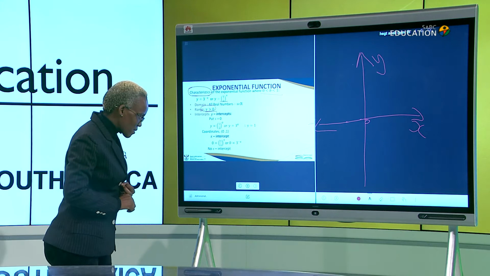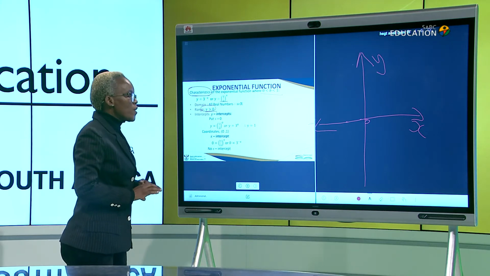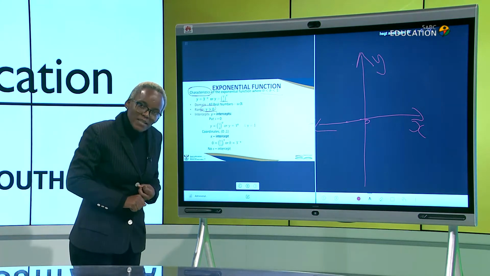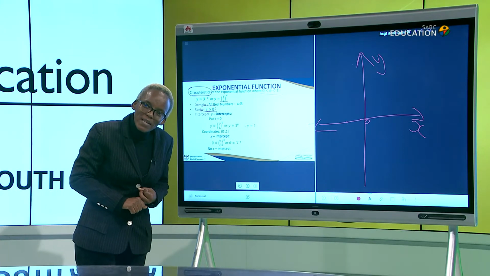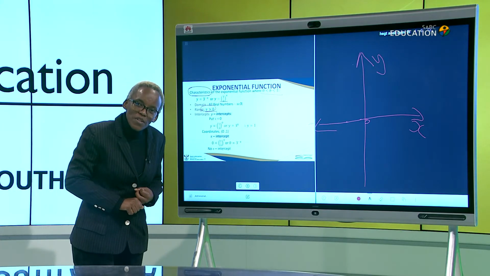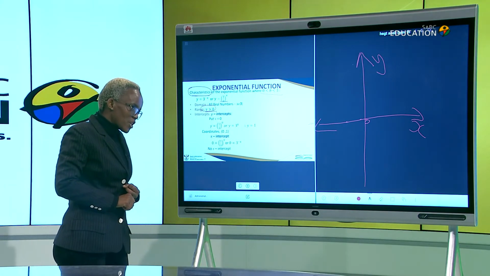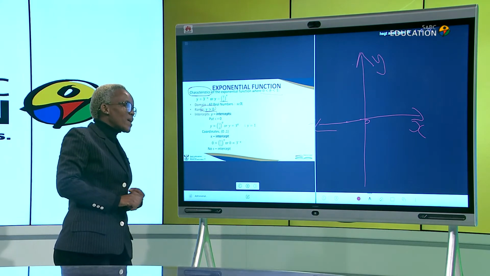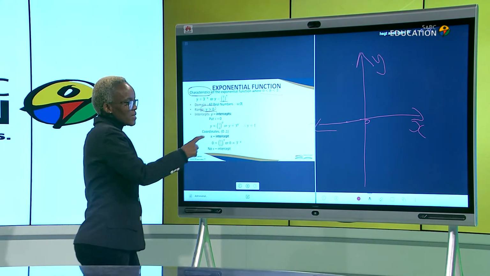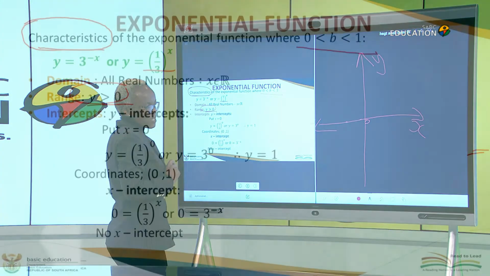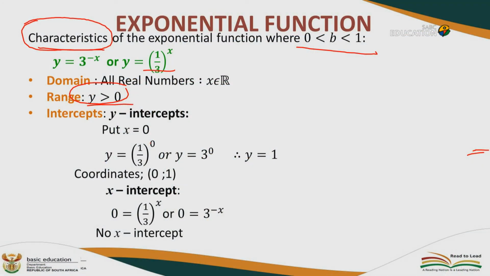Now, the y-intercept. When we're looking for the y-intercept, we should always remember that we put x equal to 0. Where there is x, we put 0. Where is our x? Our x was an exponent. So on the exponent, we put 0. So we have y is equal to a third to the exponent 0, or y is equal to 3 to the exponent 0. Therefore, y will be equal to 1.